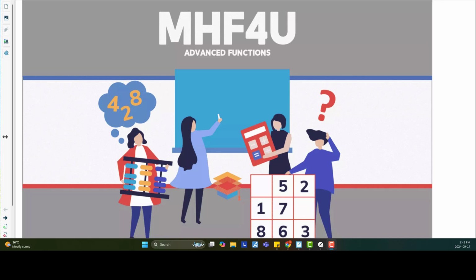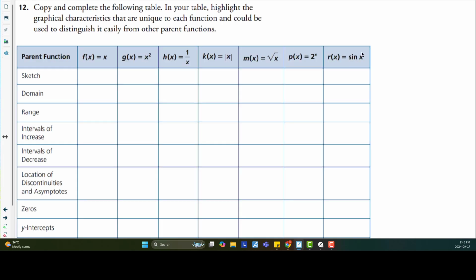Let's get started. So today we are working on Unit 1, Lesson 3, 1.3 from the textbook. And specifically, I will be showing the example for question number 12. Question number 12 states, copy and complete the following table. In your table, highlight the graphical characteristics that are unique to each function and could be used to distinguish it easily from other parent functions.